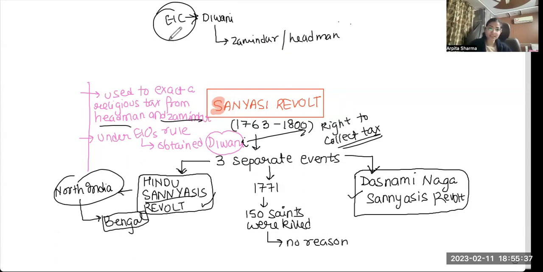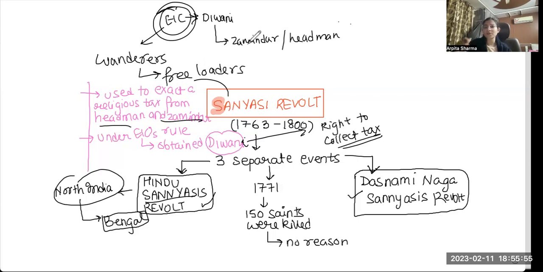Okay, one reason. Second reason, these East India Company officials used to see these sannyasis as wanderers. They have no motive, nothing. Freeloaders. They used to call these sannyasis freeloaders. You are not even doing anything, no work. You have a healthy body and everything. Still, you are not working. Still, you are asking for donations.